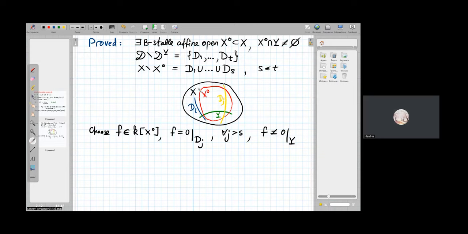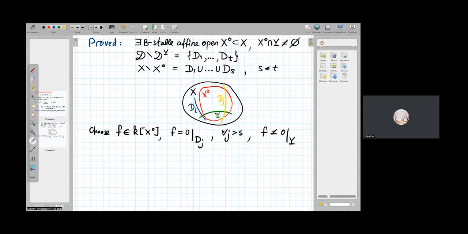So this is an affine variety. X naught is an affine variety, and you have a closed subvariety given by the union of these D_j's. And you have another closed subvariety, the intersection of Y with X naught, a closed subvariety in X naught, which is not contained in the first one. So this closed subvariety is not contained in this closed subvariety. And therefore, there is no inverse inclusion for vanishing ideals.